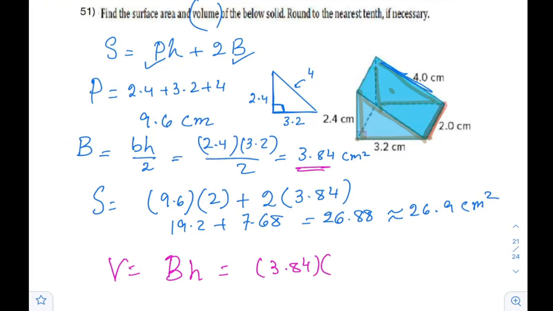And we have the height, which is 2. And when you multiply, it will be 7.68 centimeter cube, يعني approximately 7.7 centimeter cube. Nice question.